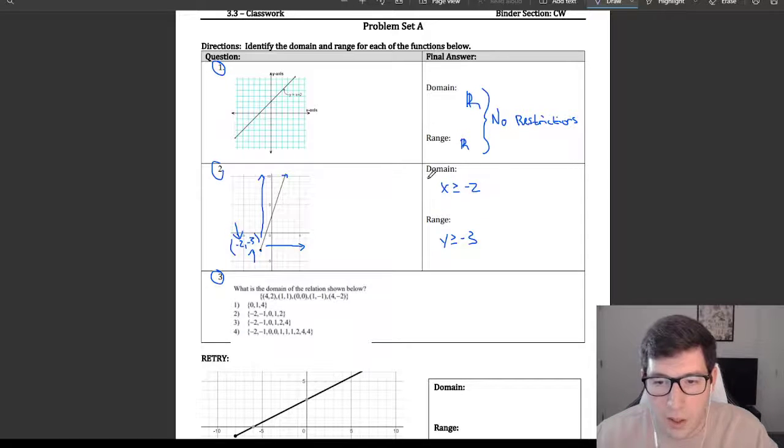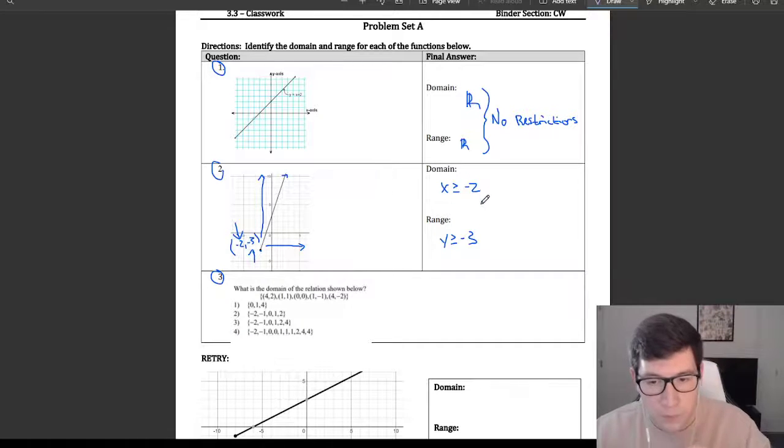So again, our domain for 2 is going to be that x is greater than or equal to -2, and our range is going to be that y is greater than or equal to -3.